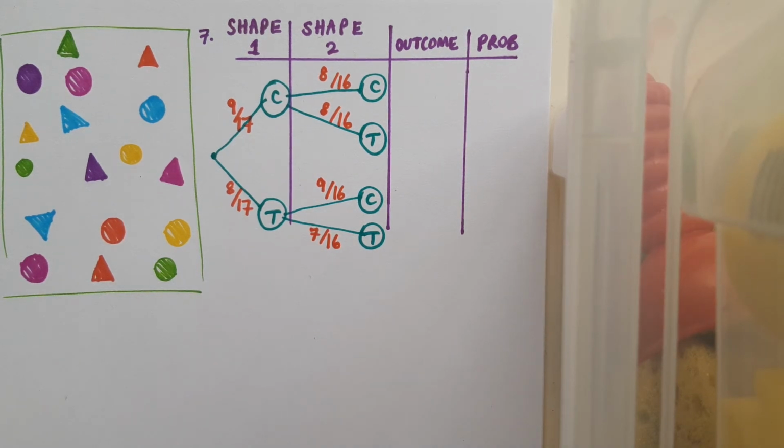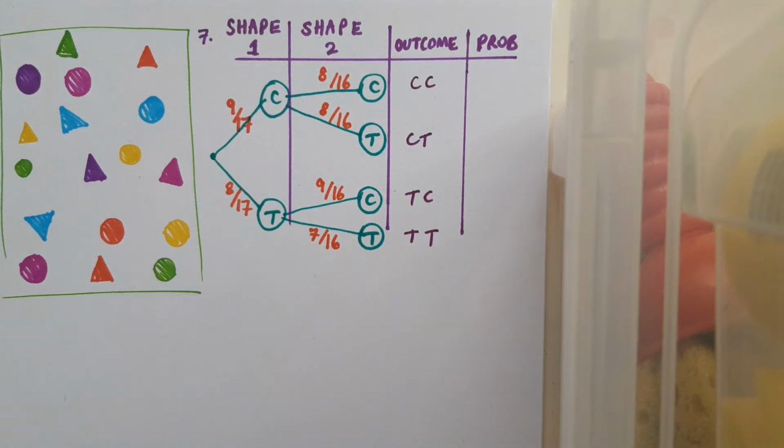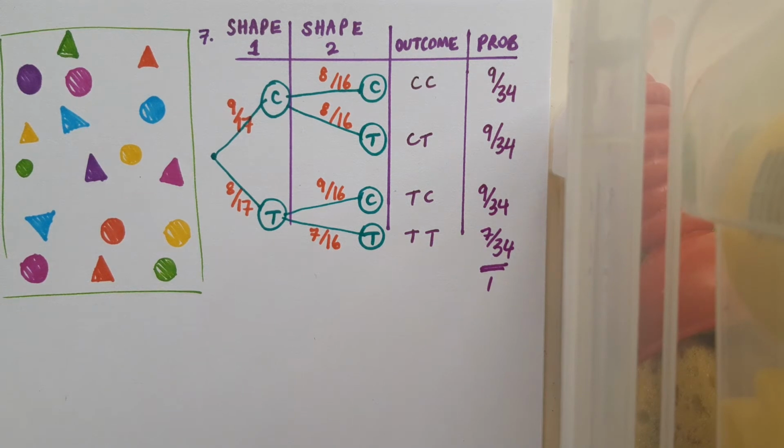This was commonly overlooked when answering this question, so just watch out for it in future. My outcomes are listed in the outcomes column, and my probabilities are calculated, and I've given the simplified versions in the probability column. Notice that I've left them as fractions, because if I was to write these as decimals, I'd have to round off. So it's better in that case just to stick with a fraction.